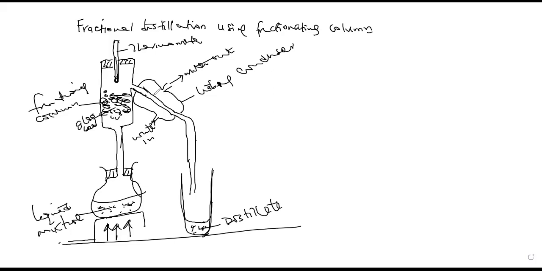It works on the principle that at any given point in the fractionating column, the ascending vapor is in equilibrium with the descending liquid. Also, the vapor in a fractionating column becomes progressively richer in the more volatile component. So those are the two principles it works upon: that at any point in the fractionating column, the ascending vapor is in equilibrium with the descending liquid, and that in the fractionating column, the vapor becomes progressively richer in the more volatile component than the less volatile component.